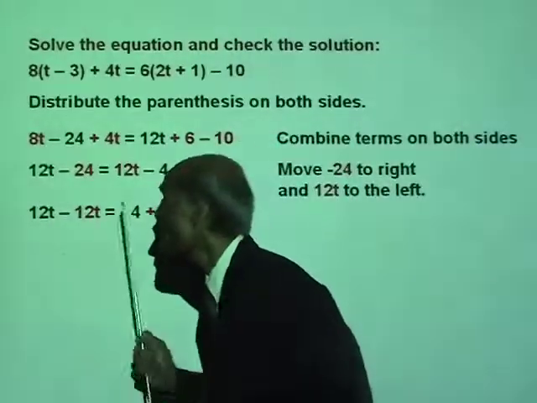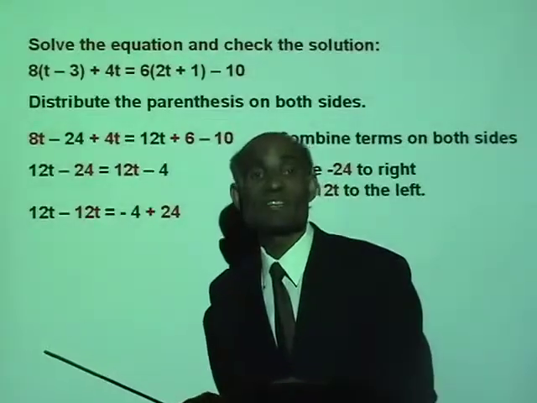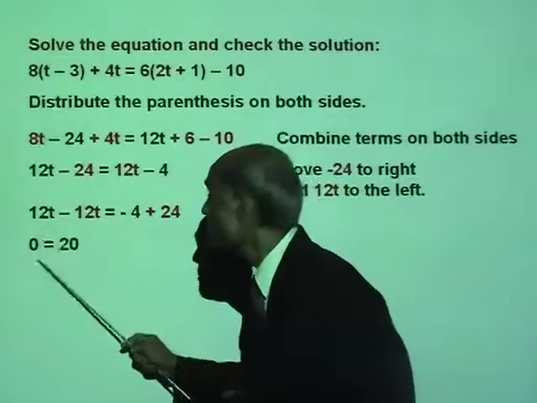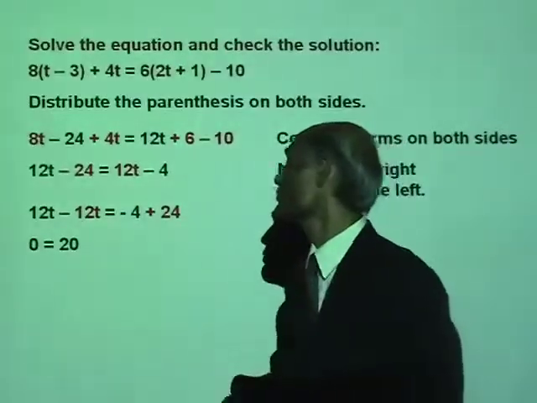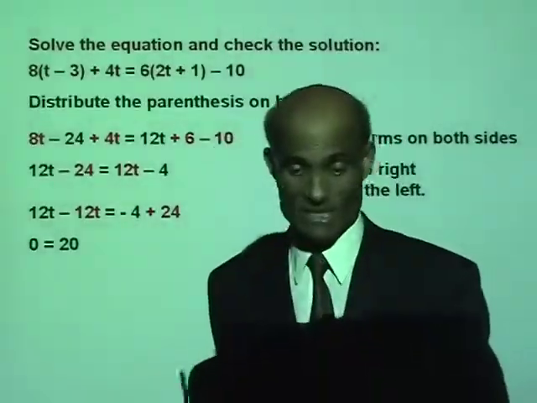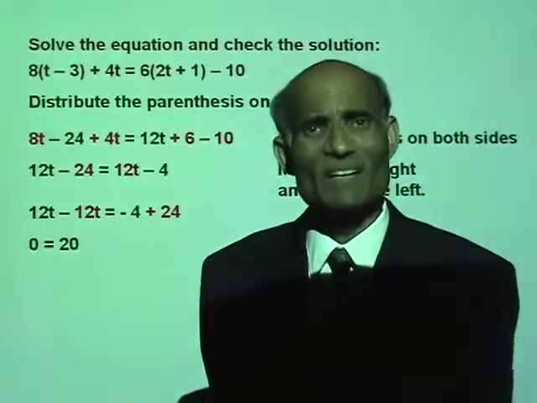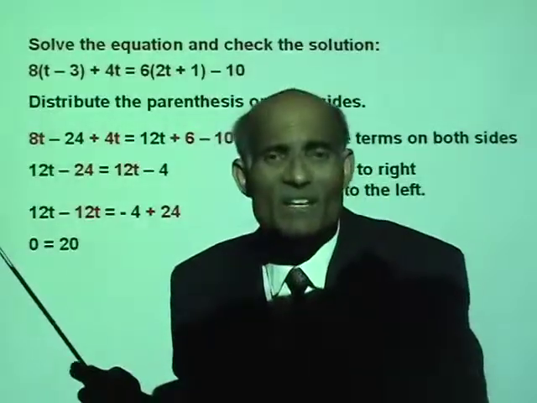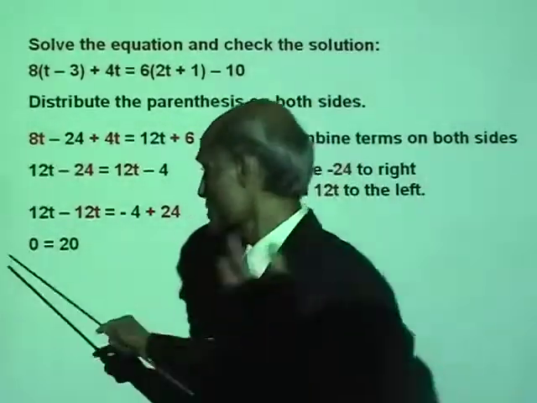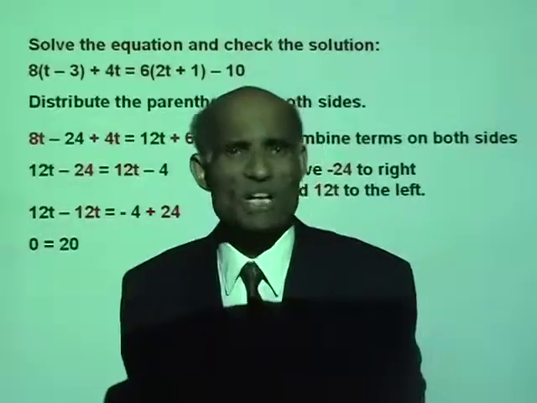Okay, what is the left side? 12t minus 12t is 0. We get 0 equal to negative 4 plus 24 is 20. What does that mean? 0 equal to 20 is an absurd statement, because 20 is 20. Can 0 be equal to 20? No, it's an absurd statement.